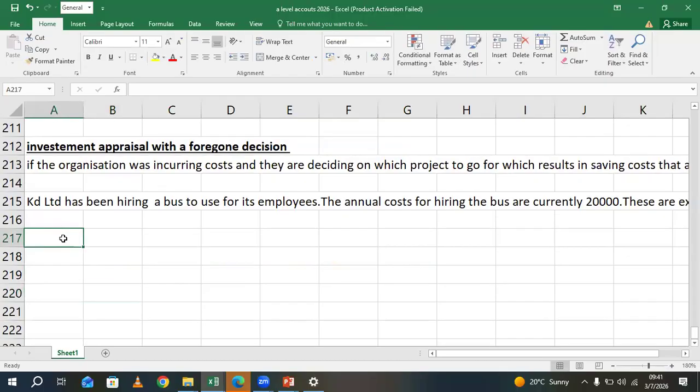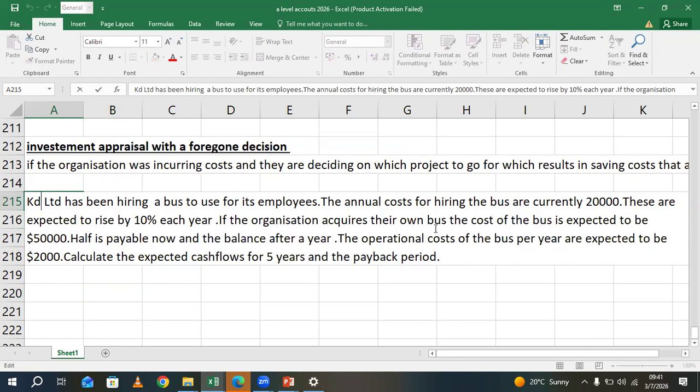So we were hiring the bus. And for us to hire the bus, it means we are going to be incurring a cost annually. And this cost is not fixed. We are told now, as we are making the decision, the cost is 20,000. And it's rising by 10% each year.